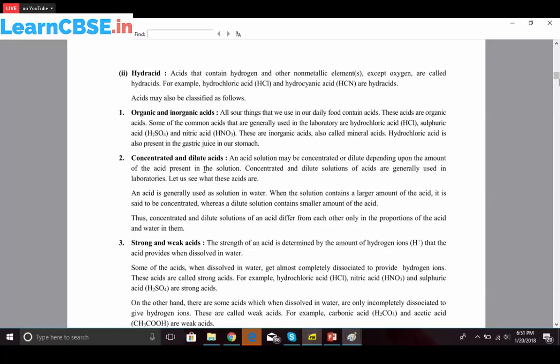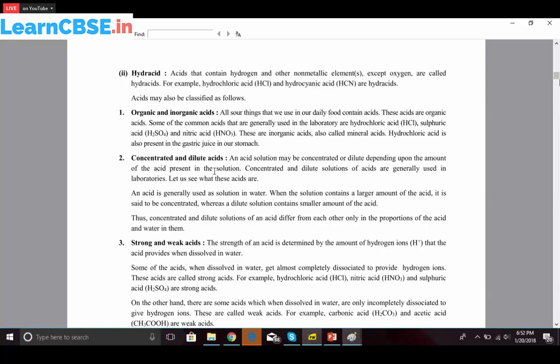Next is concentrated and dilute acids. What is meant by solution? Solvent plus solute we call a solution. Concentrated means we have added a lesser amount of water. Dilute means we have added a greater amount of water.